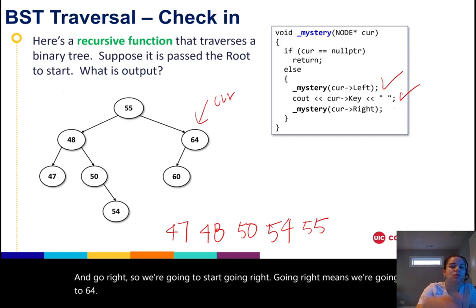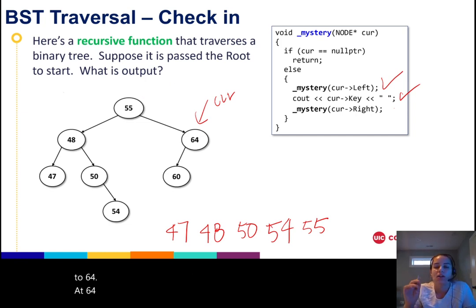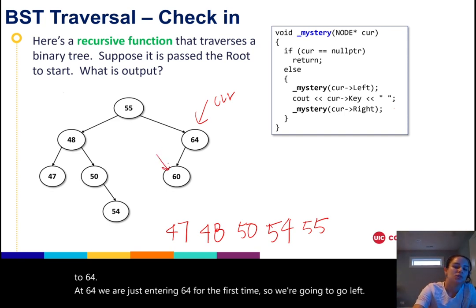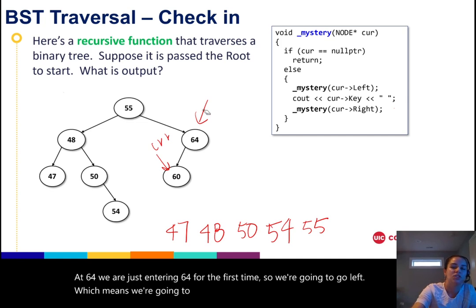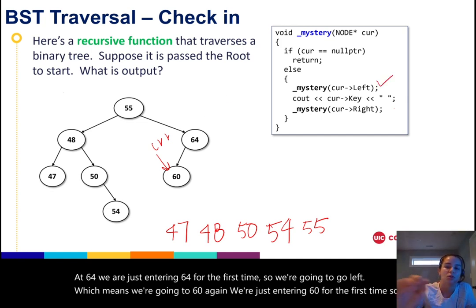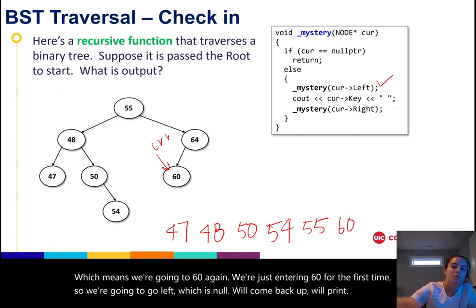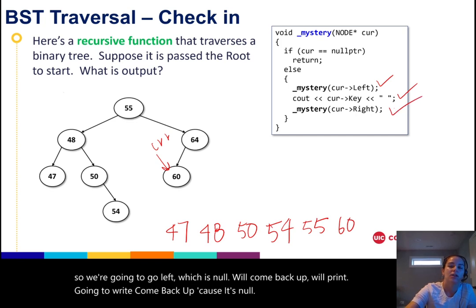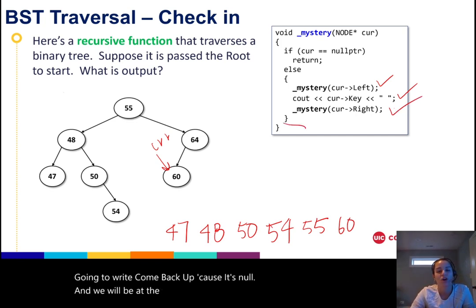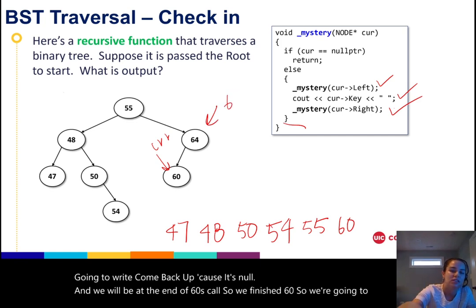At 64, we are just entering 64 for the first time. So we are going to go left, which means we're going to go to 60. Again, we're just entering 60 for the first time. So we're going to go left, which is null. We'll come back up. We'll print. We're going to go right, come back up because it's null. And we will be at the end of 60's call. So we finished 60, so we're going to go back up to its parent, 64.